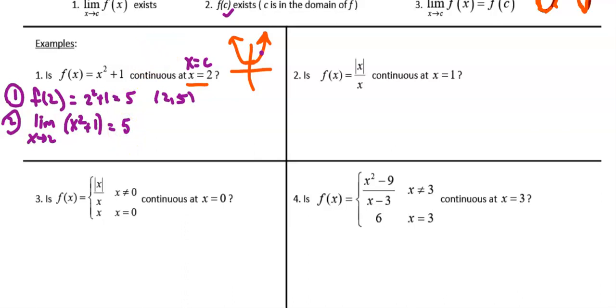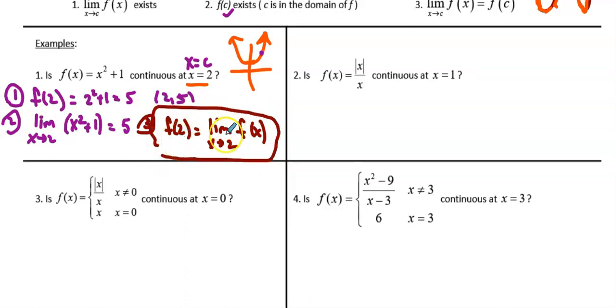Now, even though you see that these two things are equal to each other, you have to say that f of 2 is equal to the limit. There's a lot of common sense that we know, but you are stating for the reader, if you're taking an AP exam or for your teacher, that you know what the definition of continuity is. You know that that's what this is: f of 2 has to equal the limit as x approaches 2 of f of x.